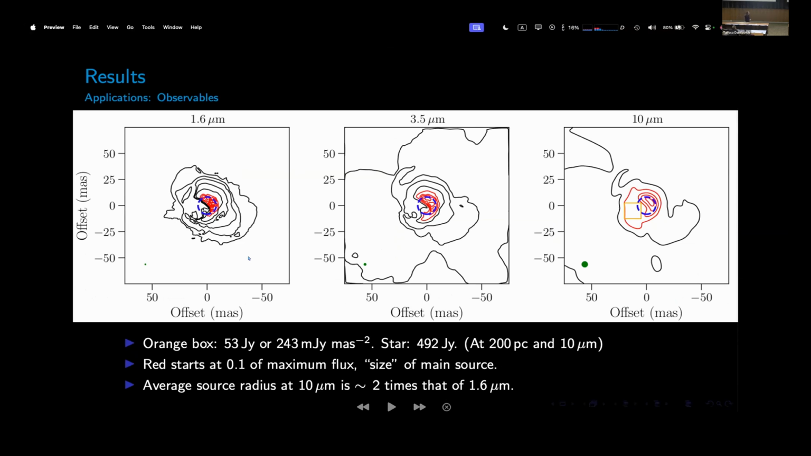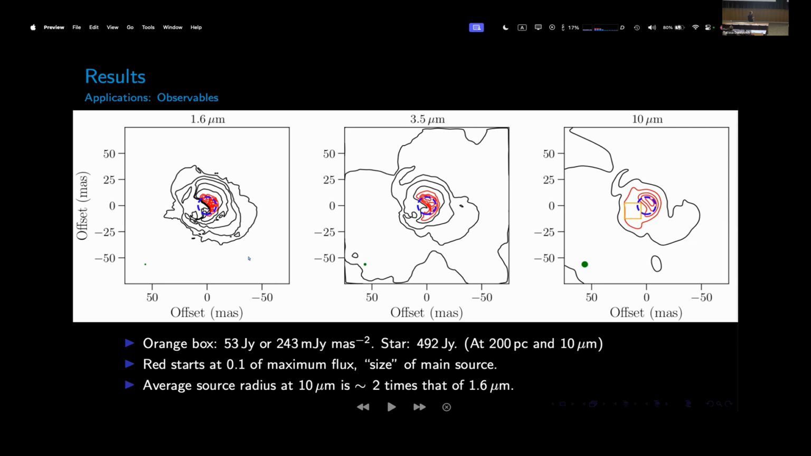For example, if I compare the size of the main source, that would be the red contours here. See, it is much larger, more than around twice as large at 10 micron than at 1.6 microns. I also compare the flux densities in my images with what I find in the literature and see that, yes, they do fall in the same ballpark as what is being observed of similar targets. So it seems my model is quite realistic.